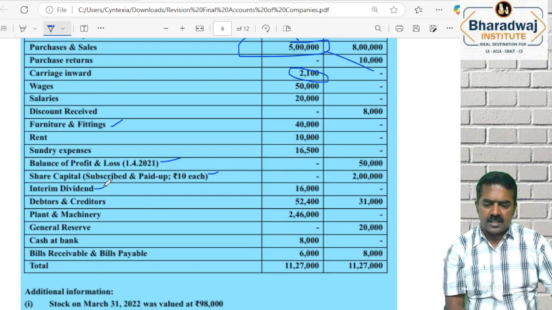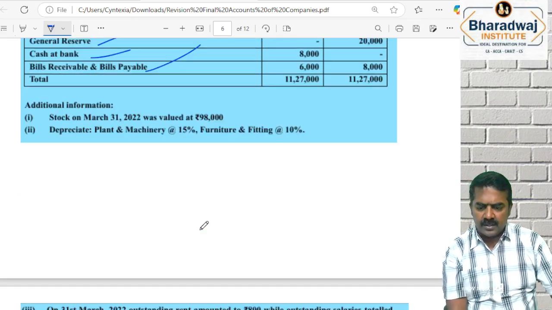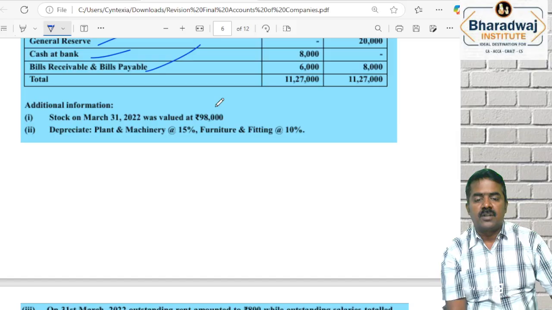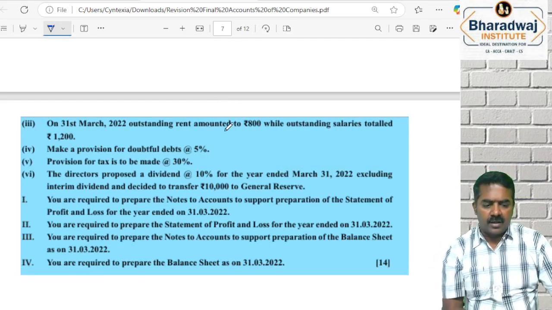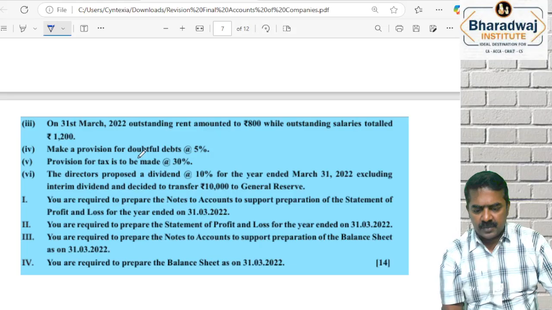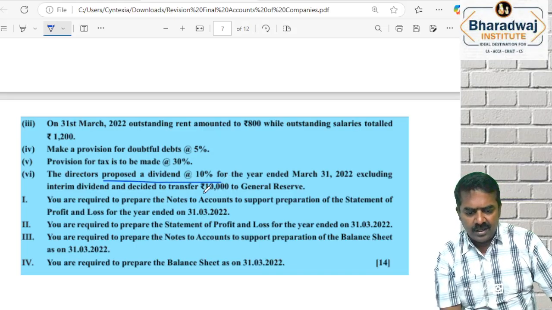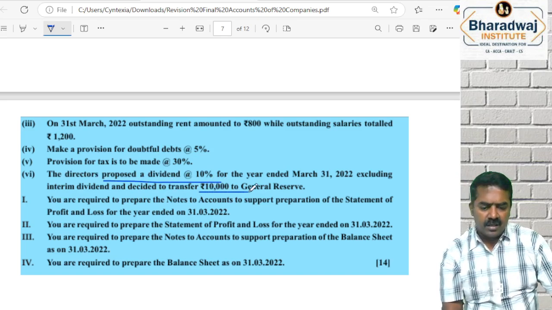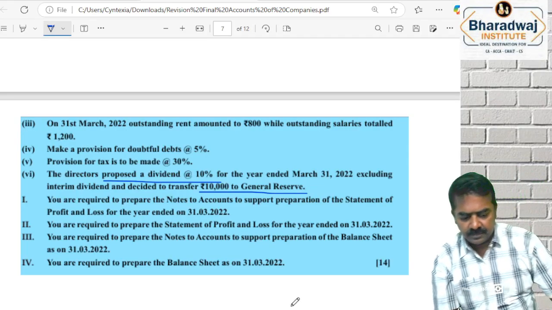Interim dividend will be adjusted from the P&L account. Debtors and creditors will go to the balance sheet. Plant and machinery, general reserve, cash at bank, bills receivable, bills payable will go to the balance sheet. Closing stock is given. Depreciation they asked you to provide. Outstanding rent, outstanding salary we'll add with respective expenses. Provision for bad debts 5%. Proposed dividend is just a note to accounts. Interim dividend is already done. Then transfer to general reserve, we'll adjust in the P&L account.